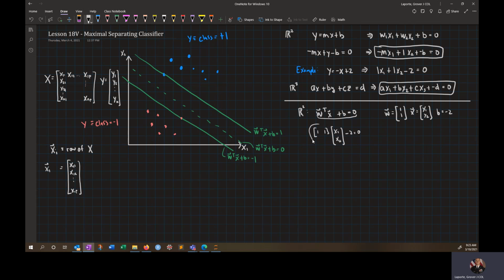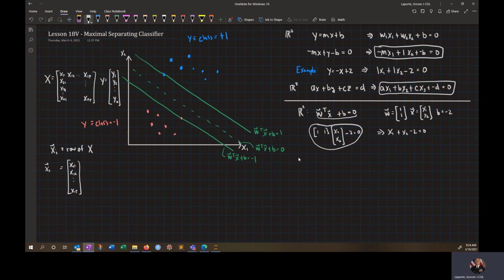So I'm claiming that this is exactly the same as writing 1x1 and all that. And you can see if you just did this multiplication, it would be x1 plus x2 minus 2 equals 0, which is what we had up here. So again, just check that out.